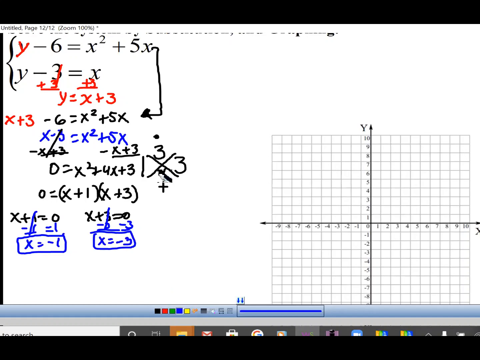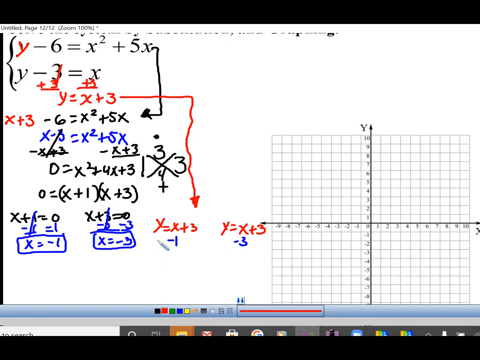No. We bring down the linear equation and we write it twice. Y equals x plus 3. Y equals x plus 3. Why twice? Because we're going to substitute -1 for x on one and -3 for x on the other.